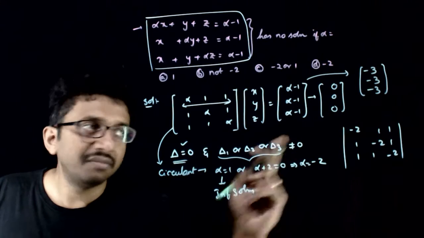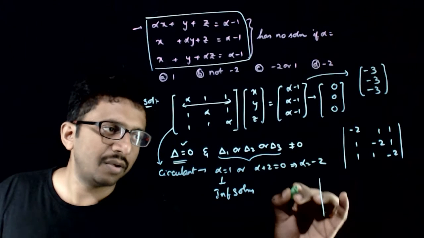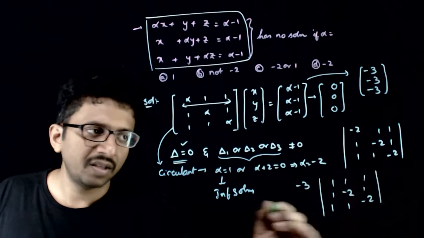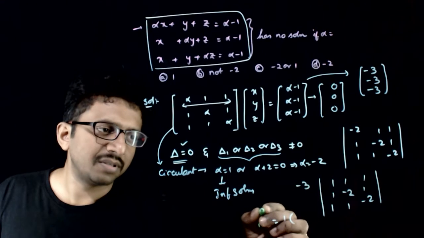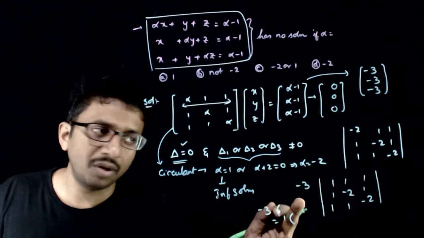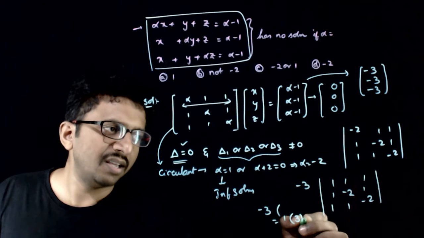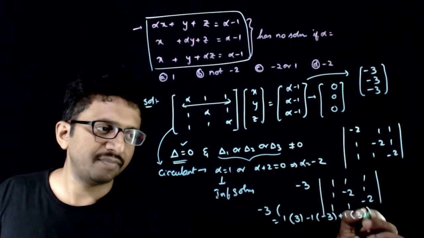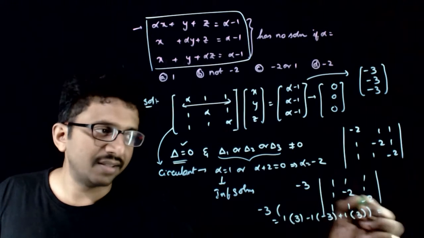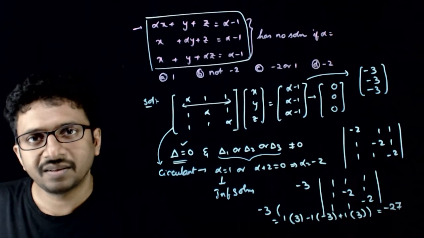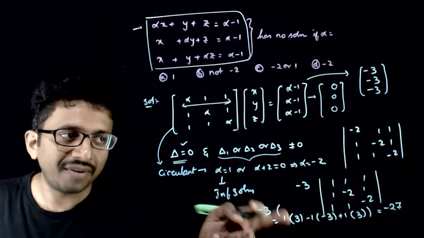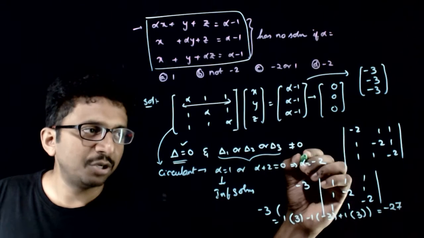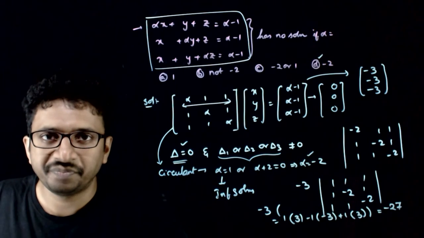Now if you find delta 1, that is if you put the constants in, you get minus 3 times the determinant [1, 1, 1; 1, minus 2, 1; 1, 1, minus 2]. Minus 3 is a constant which goes out. Then 1 times (4 minus 1) is 3, minus 1 times (minus 2 minus 1) is minus 3, plus 1 times (1 plus 2) is 3. So 3 plus 3 plus 3 is 9, times minus 3 is minus 27. So delta 1 is not equal to 0. If at least one of delta 1, delta 2, delta 3 is non-zero, you have no solution. So the answer should be alpha is equal to minus 2. Thank you.